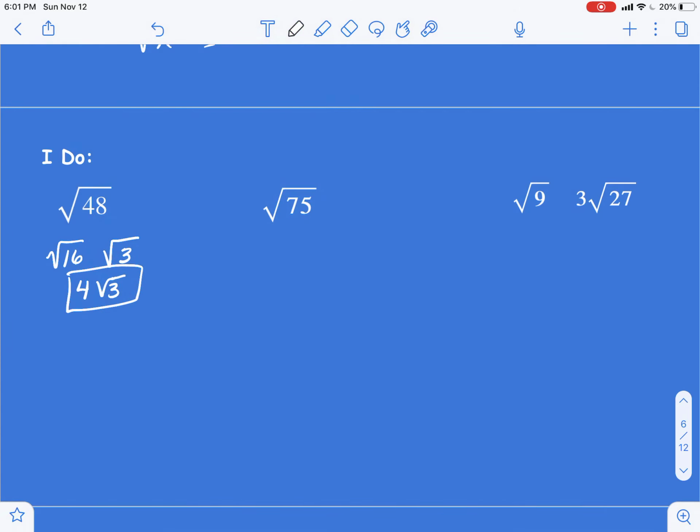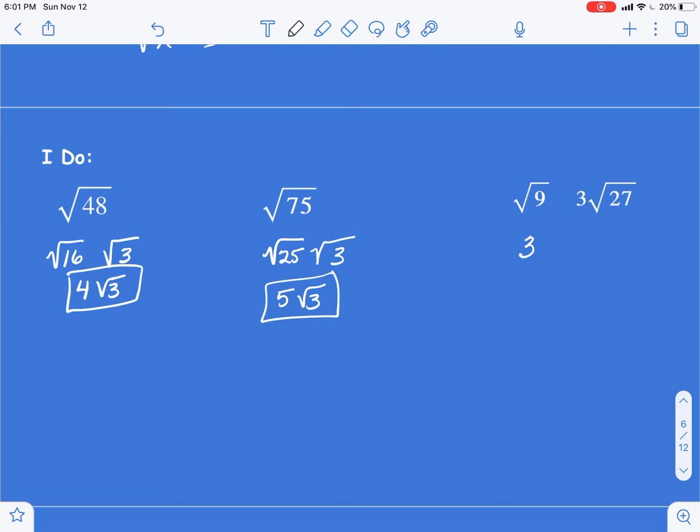Okay, so the same thing. I'm going to look at 75, and I want a perfect square in 75. Well, hopefully that one you can do pretty easily in your head. 25 and 3. So the square root of 25 is 5. The square root of 3 stays. Okay? Next one. Square root of 9, that I can do. It's a 3.